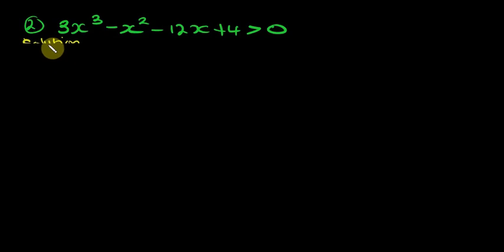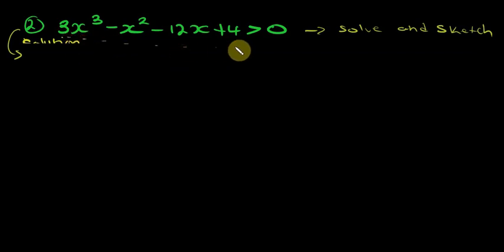Right, example 2 this time. So let's go right ahead and solve this example. The question is: solve and sketch on a number line. This is already in standard form. You have 0 on the right hand side, and you have your equation on the left hand side.